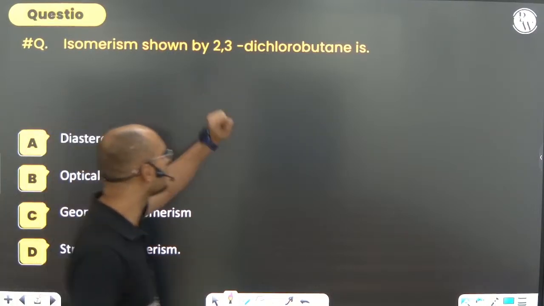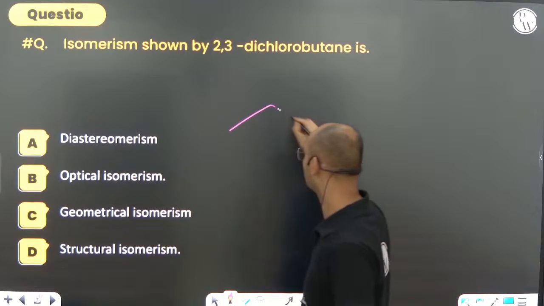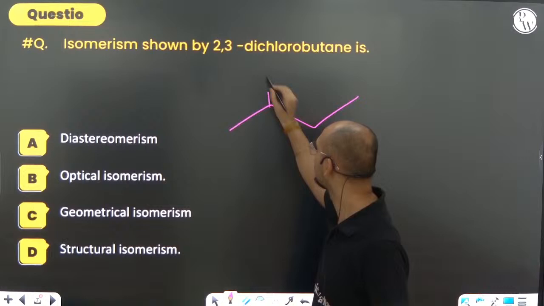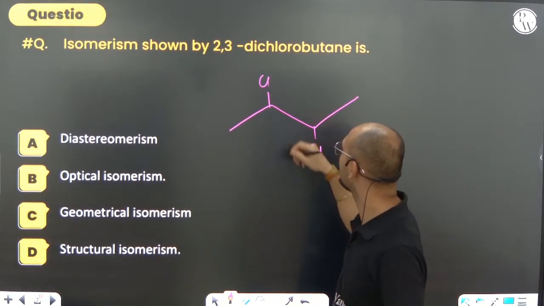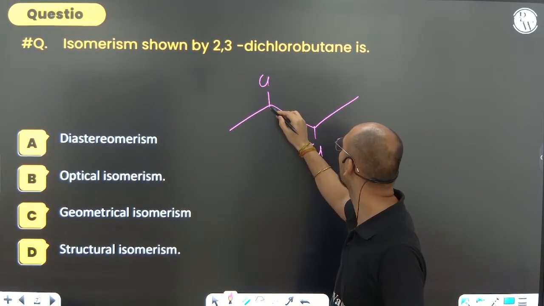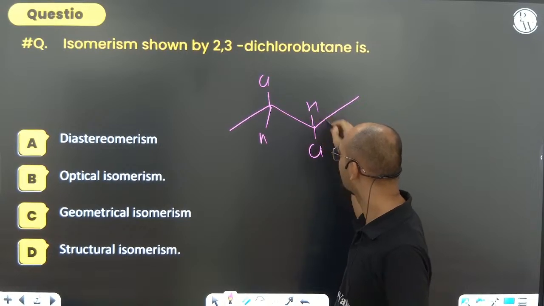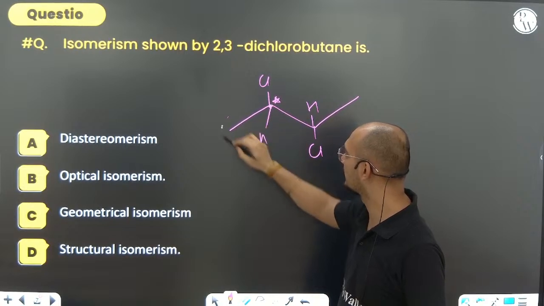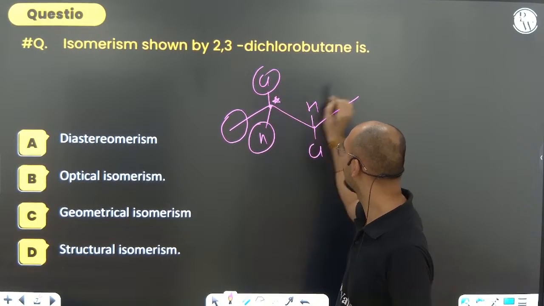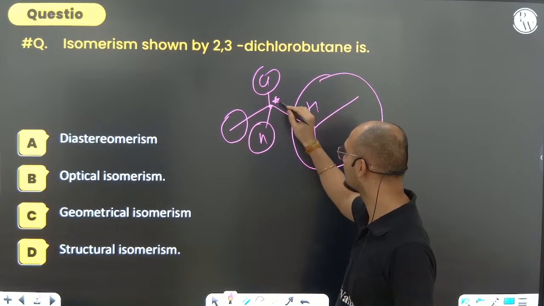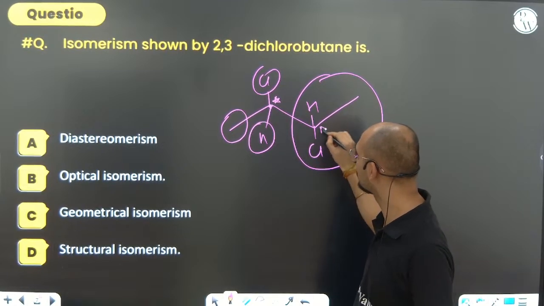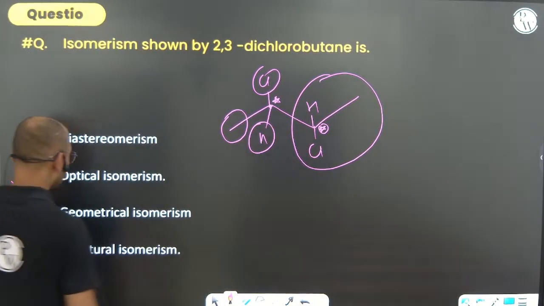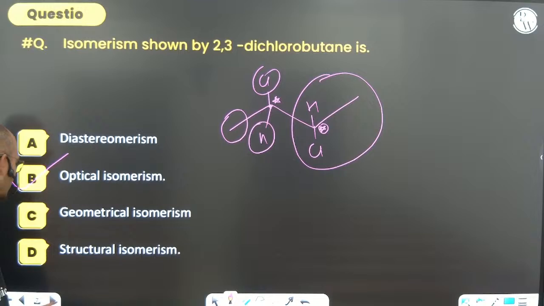Isomerism shown by 2,3-dichlorobutane. Can you just make 2,3-dichlorobutane? Now Cl, Cl. Can you make Cl here, and Cl here? Hydrogen is there. Can you see that this is optically active, or chiral? There is methyl, hydrogen, Cl, and the remaining part. So we can say this is optically active, and this is also optically active. So if it is optically active, what will it show? It will show optical isomerism.